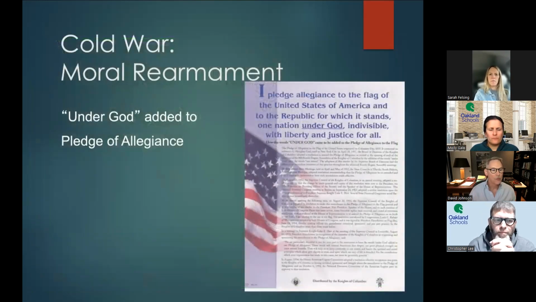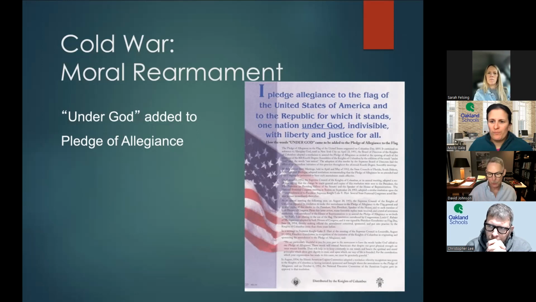And part of that Cold War moral struggle was a sense that the United States needed to morally rearm, to remind people, right, that we're fighting this moral battle with the Soviet Union, and we need to shore up our own moral bona fides. One of the things famously the United States does is add "under God" to the Pledge of Allegiance in this period. All part of a Cold War moral crusade.